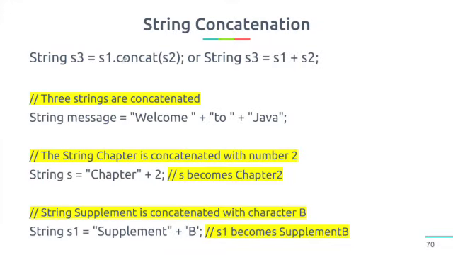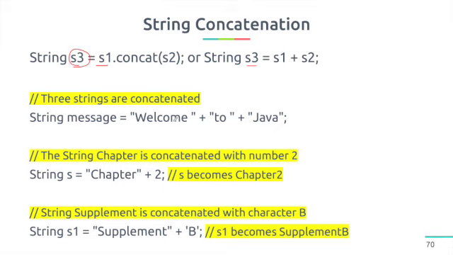String concatenation. If I want to concatenate two strings together, I have two ways to write it. I can write s1.concat(s2), and this will concatenate the two and store it in s3, or I can simply write String s3 = s1 + s2. If we want to concatenate more than two strings, that is also possible. We'll write String message, and it will equal 3, 4, 5, or whatever number of strings that I want to concatenate.